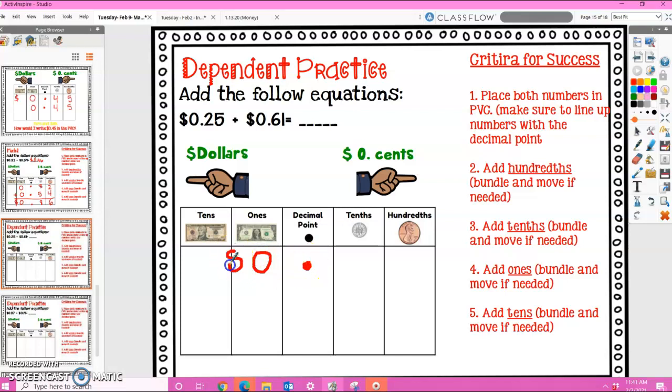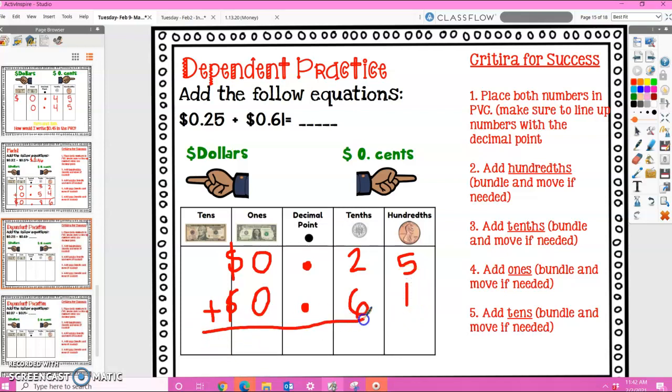And I'm going to draw my dollar sign. I forgot to do that in the other slide, but I'm going to draw my dollar sign because I have $0. What number comes to the right of the decimal point? 2. You are correct. 2 comes to the right. What number comes right after 2? 5. So my first number is in. Let's put our second number. Draw my dollar sign. I have $0. Decimal. What number comes right after the decimal? 6. And what number comes after 6? 1.